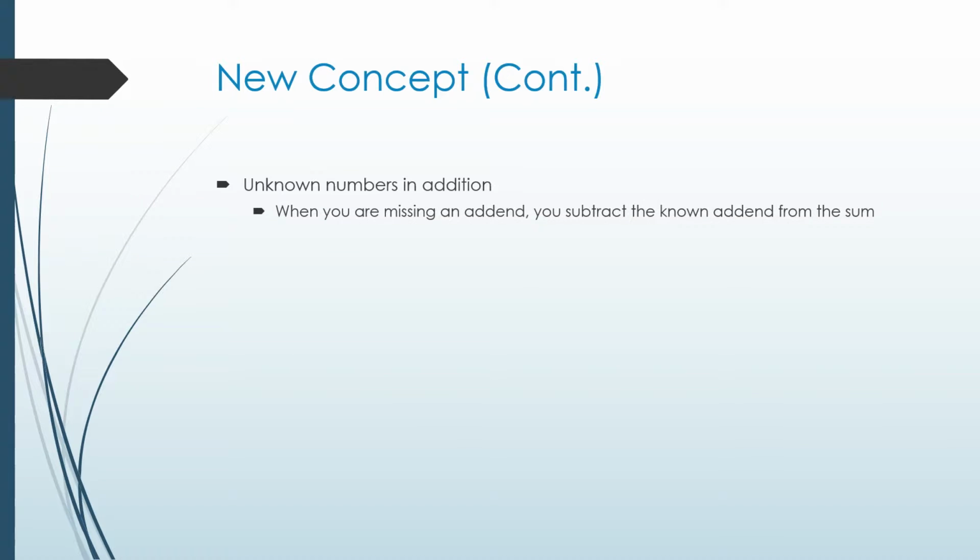So anytime you're missing one of the addends in an addition problem, you're going to subtract what you know from the sum to find that missing number. Here's an example. F will be our variable in this equation, so F plus 8 equals 15. We need to figure out what F is, so to do that we subtract the two numbers that were given. 15 minus 8 is 7, so F equals 7. You can test that by taking this 7 and putting it in for F, and 7 plus 8 is 15, so that's the correct answer.